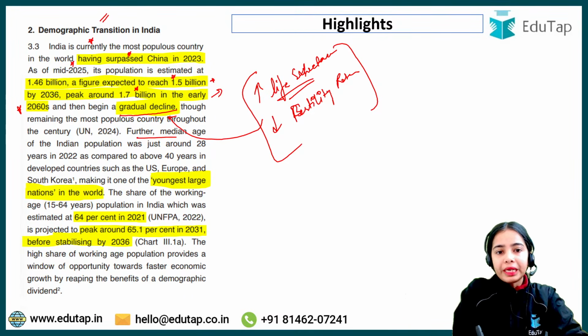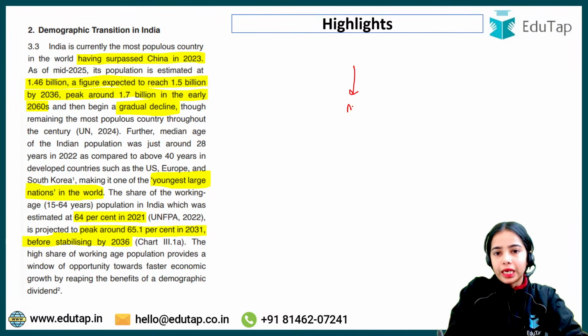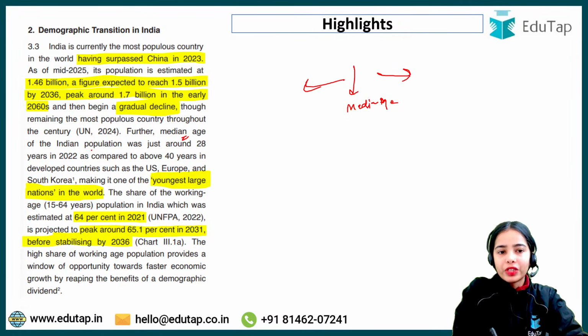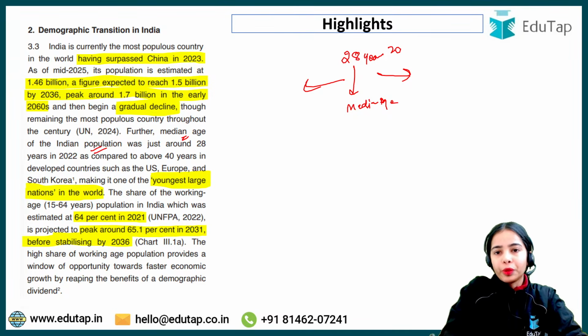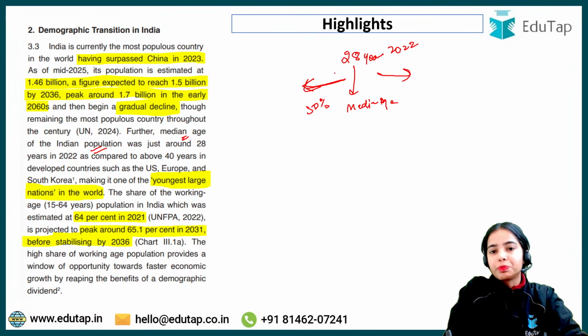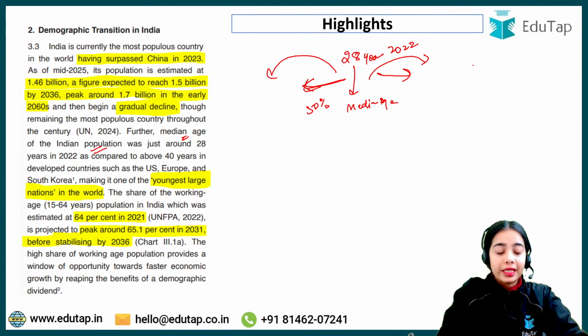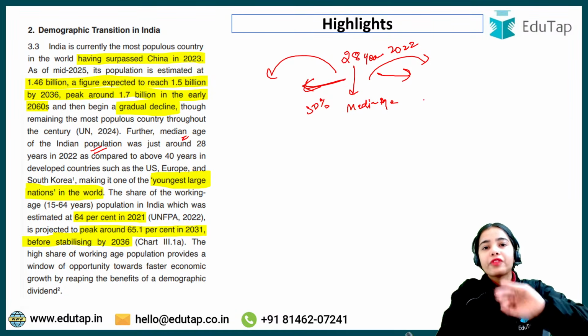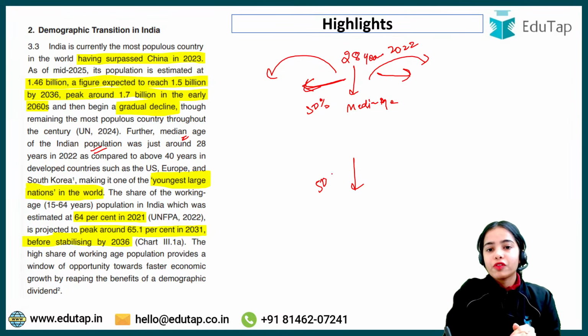Further, the median age is the age that divides the population into two halves. The median age of the Indian population was just around 28 years in 2022. That means 50% of the population is below 28 years and half of the population is above 28 years. So you can understand that we have a very young population, where half of our population is even below 28 years.